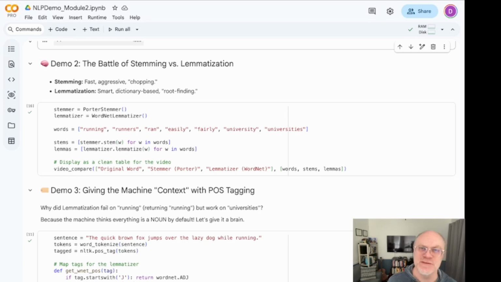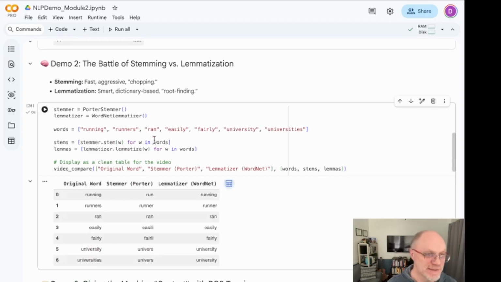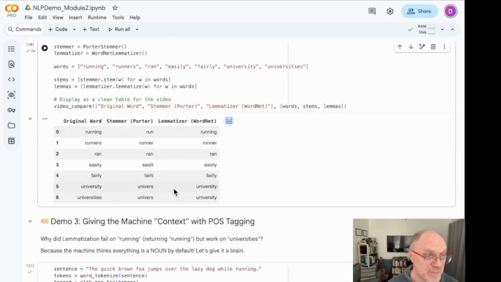So there's a couple different techniques you can use. The first is a stemmer, and this is much faster. It's less computationally intensive, but it's pretty aggressive and not as intelligent. It just chops off the ending of the words to try to get to a root. So let's go ahead and run this, and you're going to see that it doesn't always even give us real words. As you can see, for university, it's just universe without the E.